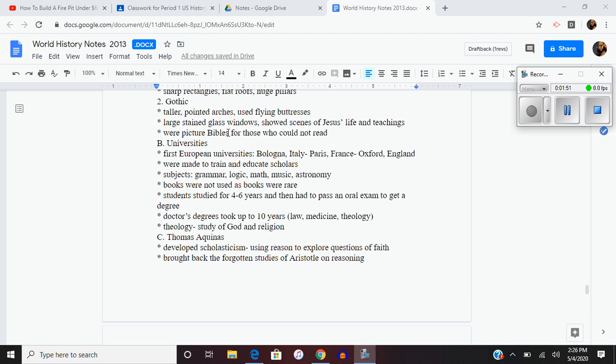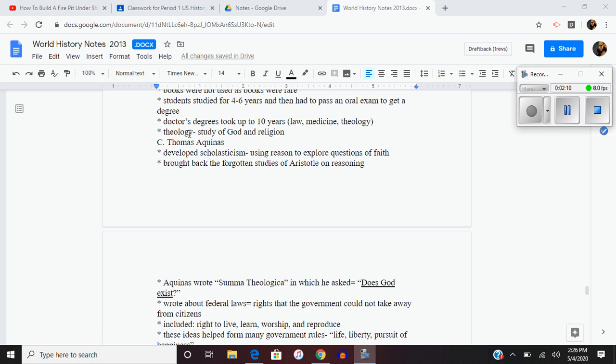The other part of your first set of notes, we're talking about universities, how during this time period, your early Middle Ages, your earliest universities were in countries that had a lot of money, like Italy, France, and England. And the earliest topics that they studied were grammar, logic, math, music, and astronomy. You also have this idea of study of theology, which is right here.